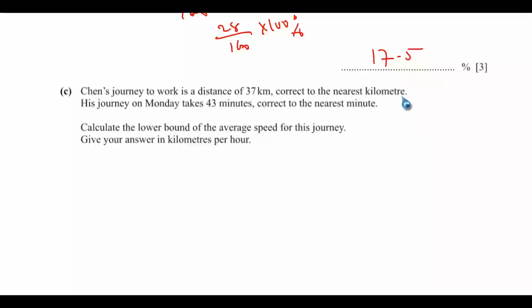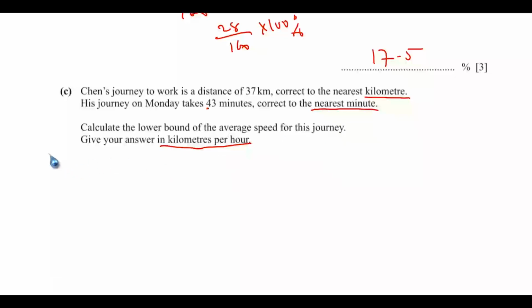So part C, Chen's journey to work is a distance of 37 kilometers, correct to the nearest kilometer. This is the degree of accuracy. Then his journey on Monday takes 43 minutes, correct to the nearest minute. This is the degree of accuracy as well. Calculate the lower bound of the average speed for this journey. Give your answer in kilometers per hour. So this is very important.